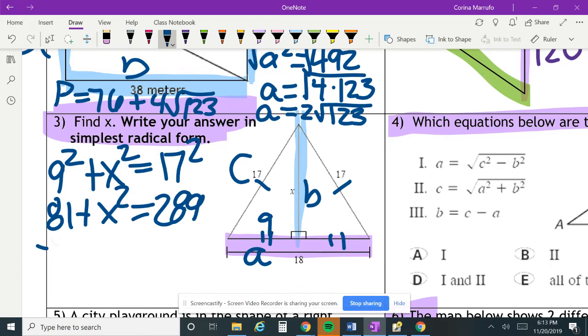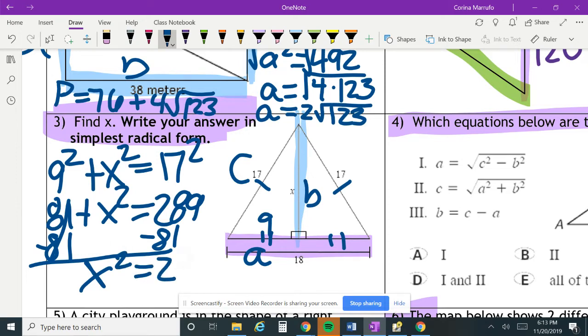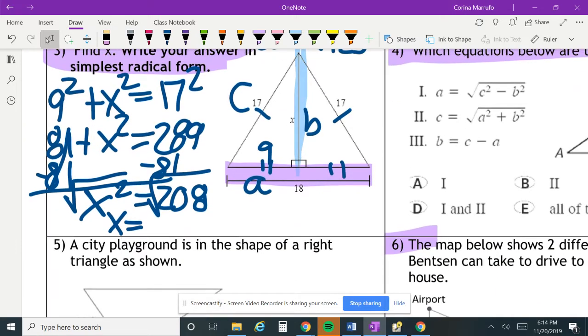We subtract the 81. And what we do to one side, we have to do to the other side. So it cancels out here, and we get x squared equals 208. And then we take the square root on both sides, and we're going to go ahead and simplify the radical. So we're going to see what two numbers multiply to give us 208.